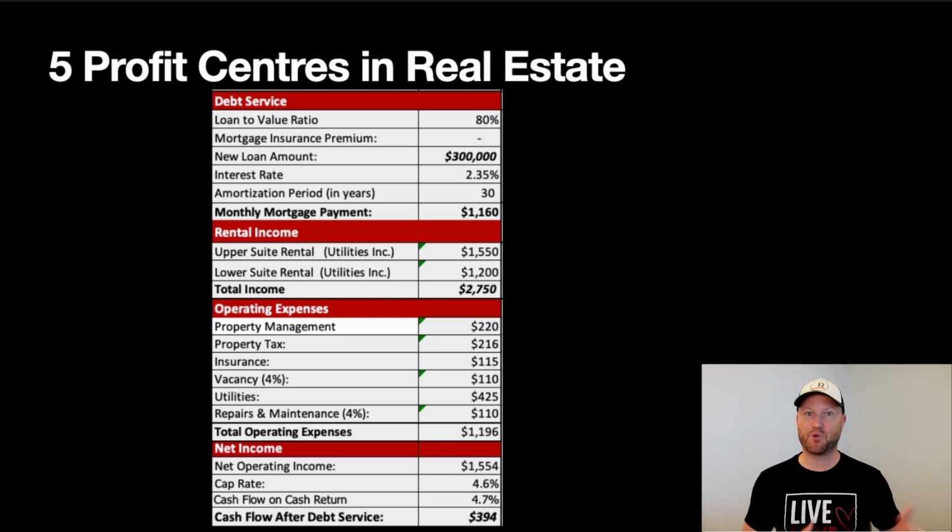You can't just go in and purchase a property because you like the area and the location. You really do have to have a strategy for it. And if you have a good strategy, then you can achieve great cash flow.